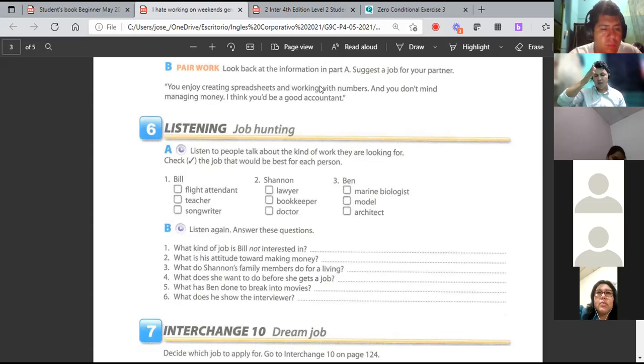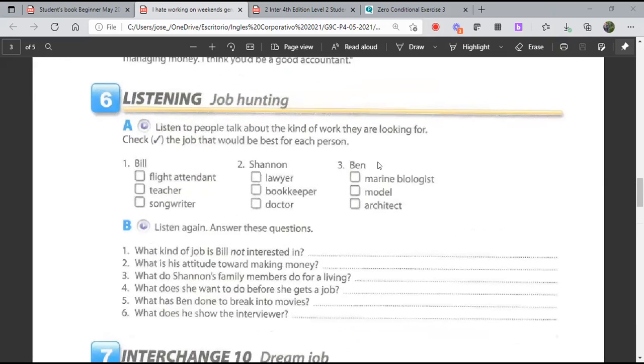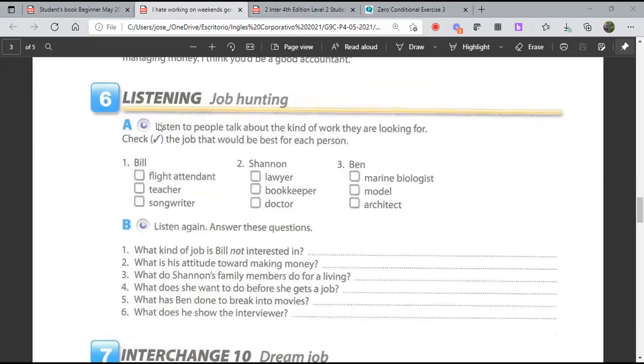Hagamos un cuadrito a grosso modo, a la ligera, ¿verdad? De 3 columnas. Y pongámosle A, B y C. And Bill is number 1, number 2, Shannon, number 3 is Ben. Okay? Let me know when you're ready, please. And very quickly, I'm going to send this to you so you can also do it on your own.